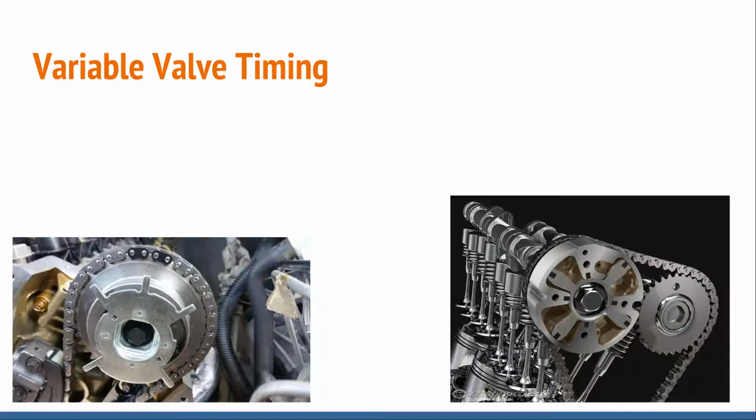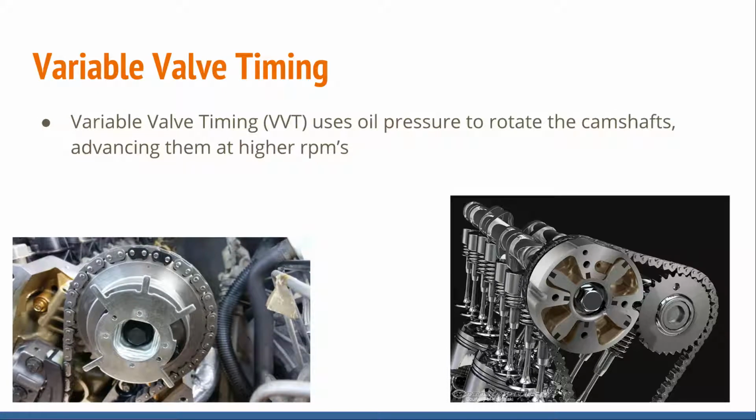So if that wasn't confusing enough, they came out in the last, I'd say, 15 years with what's called VVT, variable valve timing. Variable valve timing uses oil pressure to actually rotate the camshafts, advancing the camshaft at higher RPMs. So imagine the engine running and imagine that you can change your camshaft timing as your engine's running. That's what this is all about.